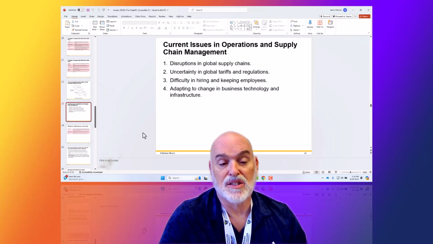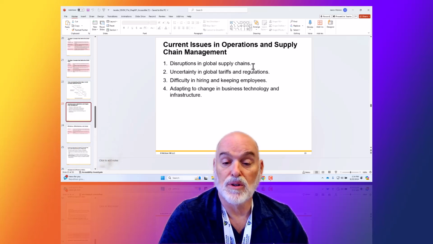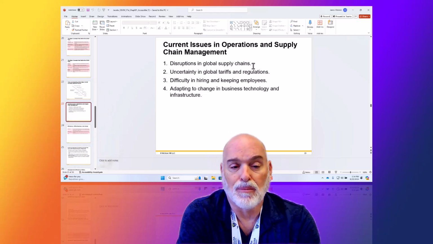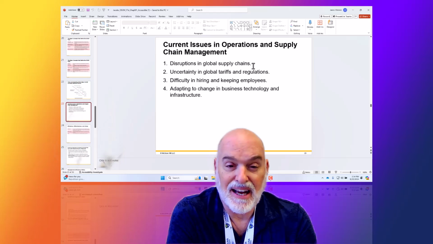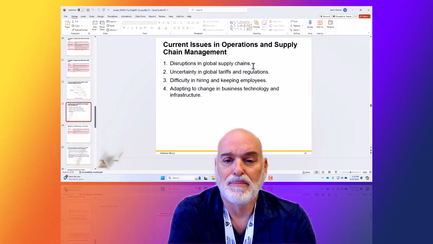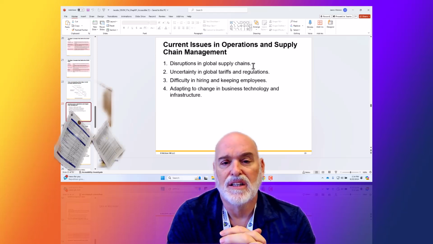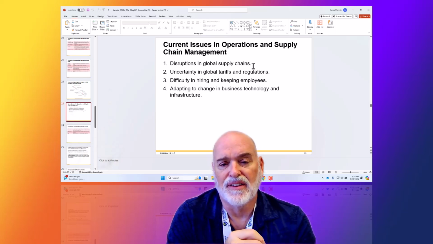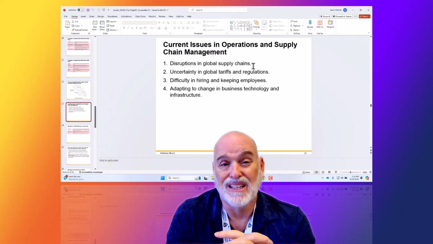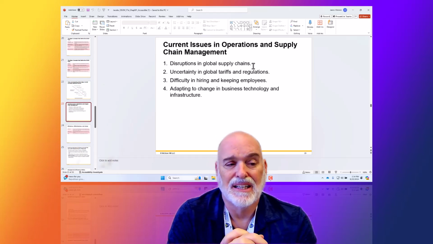Current issues in operations and supply chain management. Disruptions in global supply chains. What we saw during the pandemic was a double whammy in addition to the death and destruction that was caused by COVID-19. Many people were not able to go to work. Businesses were shut down. And then the United States actually saw that it was very dependent upon a lot of foreign companies for its basic needs. For instance, China at the time was producing 98% of antibiotics.